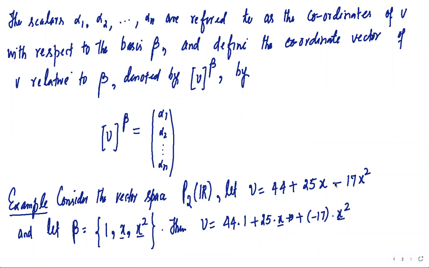So what is the coordinate vector of V with respect to the basis beta now? 44, 25, minus 17. The coordinate vector of V relative to the basis beta is equal to the column vector 44, 25, minus 17.